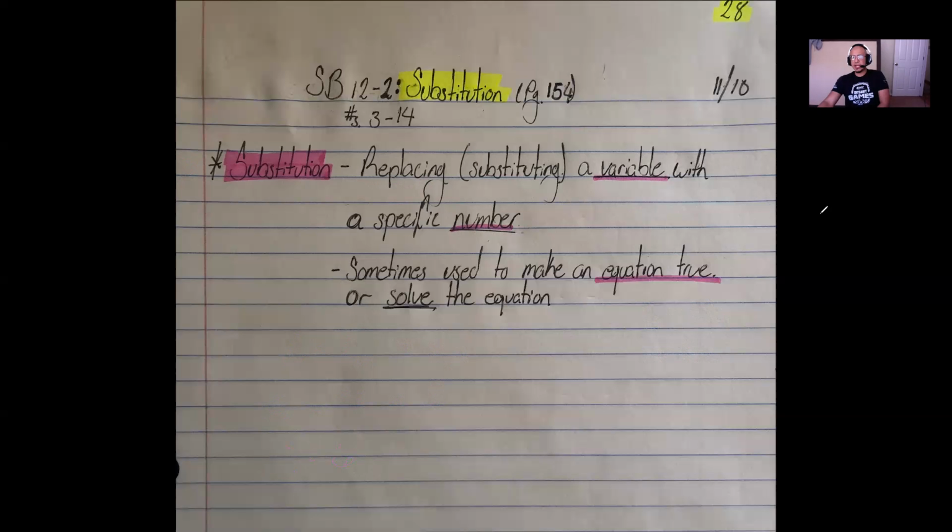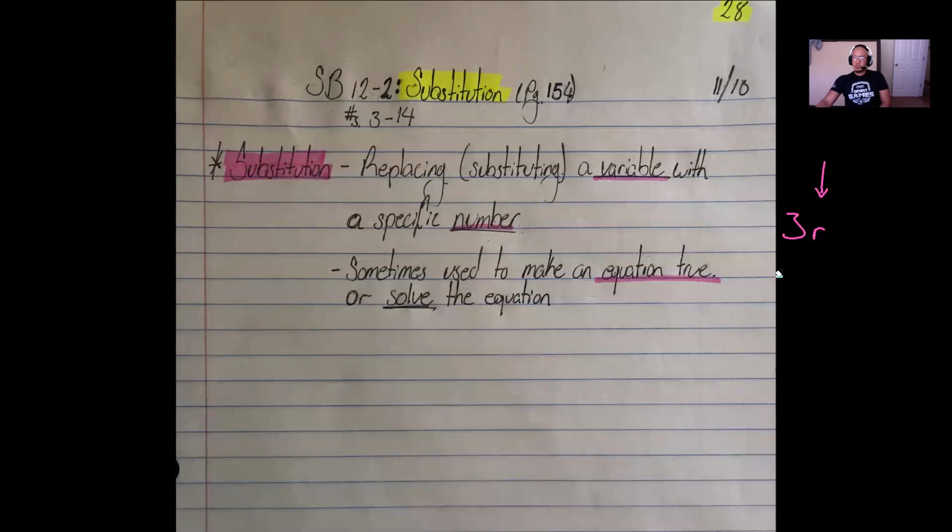Back to the example that we had with rides going to the carnival, we said that the rides were $3 per ride. So if you knew the actual number of rides, you wouldn't need to put a variable. You could just put the actual number of rides. Let's say you rode 2 rides, then you do 3 times 2. So I substituted the R with a 2 because that was the actual number of rides that you went on. So that's one way that we use substitution in math.